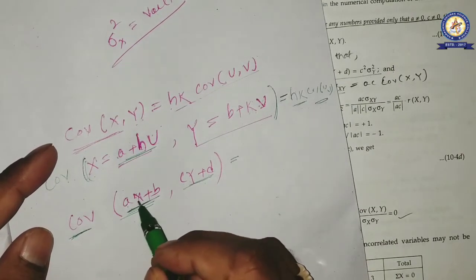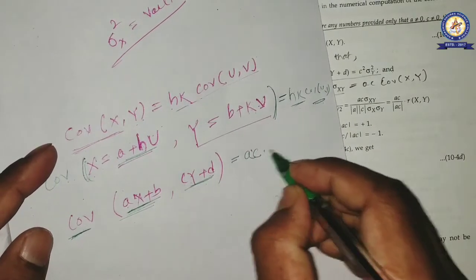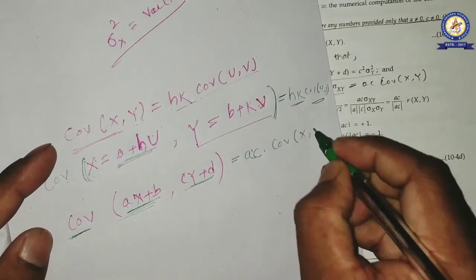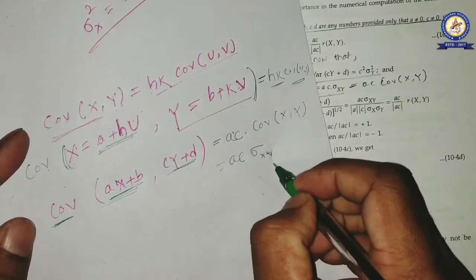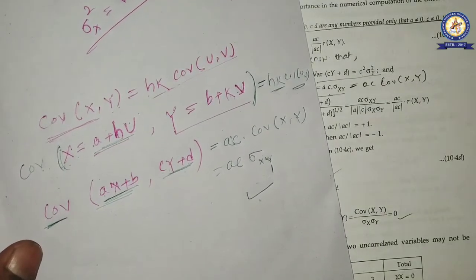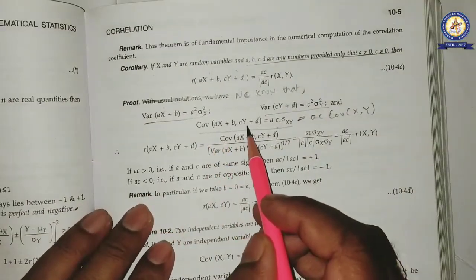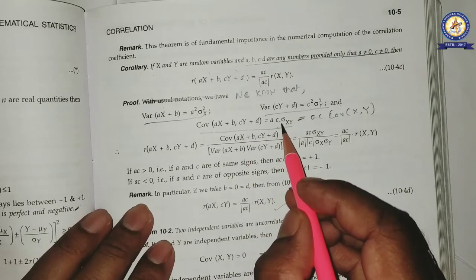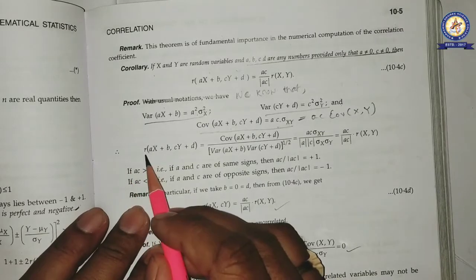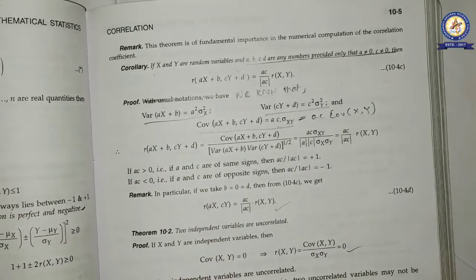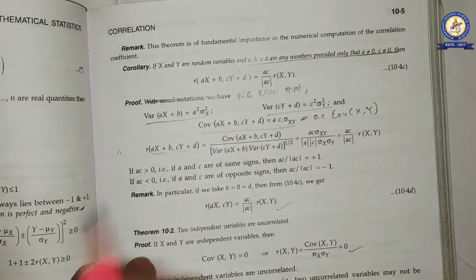Here a is multiplied with x, and c is multiplied with y, so we get ac into covariance of xy, or we can write ac sigma xy, right? Okay, so these things have been written there. So the covariance of ax plus b, cy plus d equals ac into covariance of xy. Okay, so therefore the correlation coefficient of this and this will be how much?